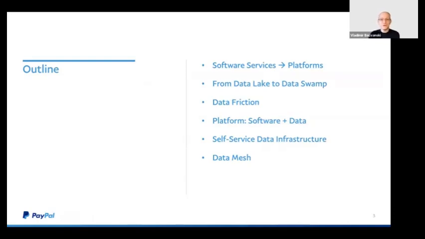Even though it is a talk about data, we are actually going to start with software and move from services to platforms, explore some areas of how data lakes become data swamps, the friction that exists in processing data in large organizations. And then we are going to look into the way how we introduce a proper relationship between software and data, and talk about the approach that is becoming known as the data mesh.